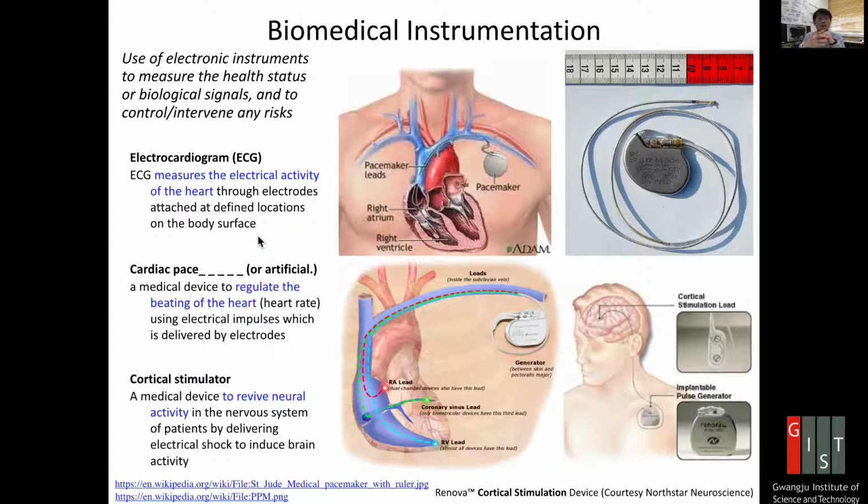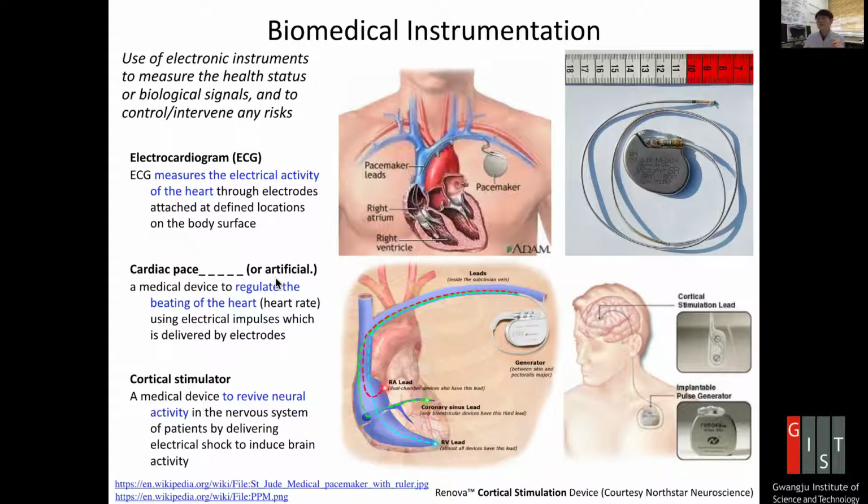So we can measure this electrical activity from the heart by putting electrodes on the outside of the body surface. And there are patients who have a problem with their heartbeat. Those patients may have an irregular heartbeat, which may cause increased risk. And we can have an intervention by externally sending a signal to the heart to contract in a regular fashion. And that is called pacemaking. So here is the cardiac pacemaker, or we call it the artificial pacemaker.